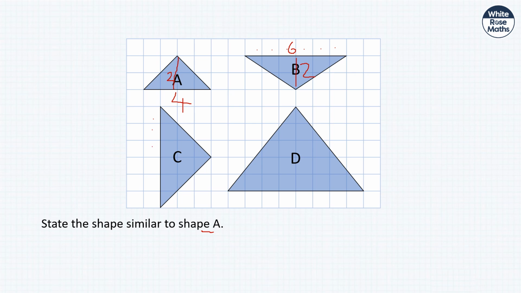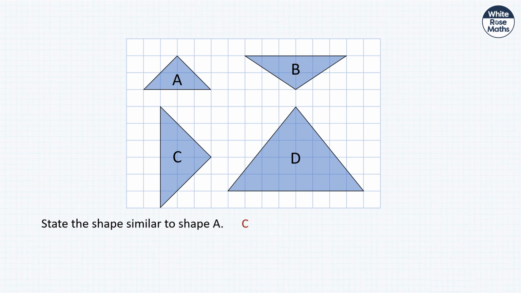So 1, 2, 3, 4, 5, 6. From 4 to 6 I times by 1.5, and then from 2 to 3, times that by 1.5 for the height. So 1, 2, 3 for the height. That's my height there. So it's not the 1, 2, 3, 4, 5, 6, 7, 8. It's doubled there, but the height is 1, 2, 3, 4, 5, so it's actually more than doubled there. So it can't be D. It has to be C, guys.